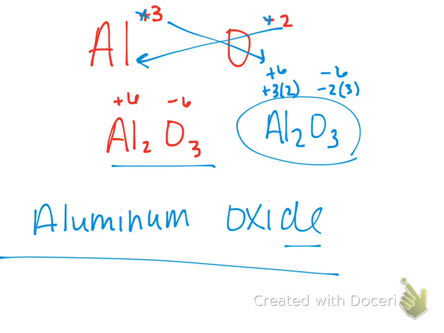Okay, aluminum's the cation, so it gets to keep its name. Oxygen's the anion, it gets to go IDE because it's negatively charged. Questions here?